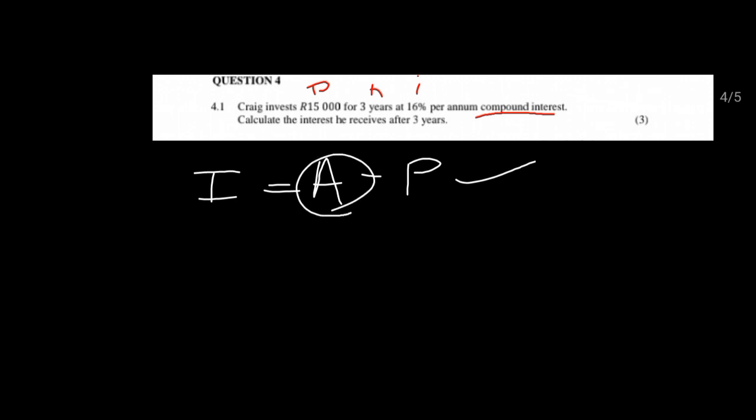So now the question will be how do I find A, and then you will see everything is simple because they said compound interest. Obviously compound interest has one formula. It's A is equal to P into 1 plus I to the exponent of n. So let's substitute. We have our P, which is 15,000.